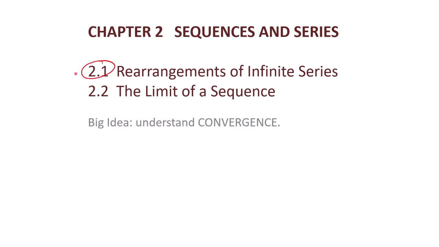We begin with a motivating section, 2.1, Rearrangements of Infinite Series. It's kind of cool. It shows some crazy things that can happen and motivates the rest of the chapter. And then we begin in earnest with 2.2, The Limit of a Sequence. The big idea is convergence. If we can really understand convergence, then, well, that's what much of real analysis is all about.